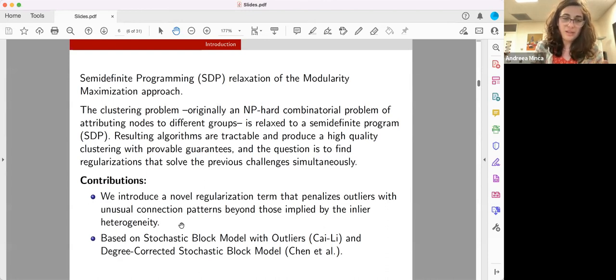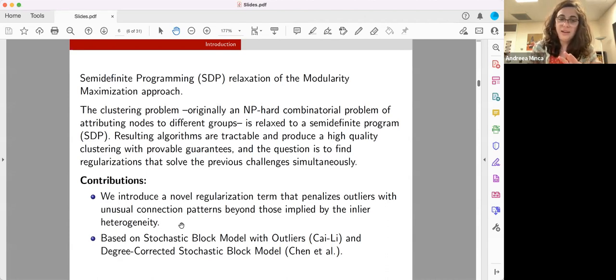Of course, this problem has been solved in certain contexts before. So what we aim at is finding certain regularizations that are going to solve the previous challenges: deal with outliers, deal with heterogeneity, and deal with the different intra- and intercluster probabilities of connection. So what we do is introduce a novel regularization term that penalizes outliers with unusual connection patterns. That's basically what you want to detect.